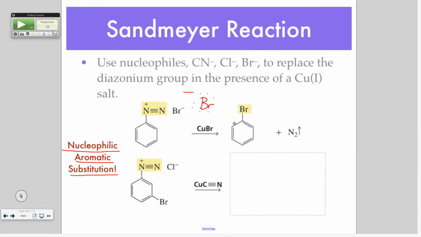We have substituted for the nitrogen, but the key is we used a nucleophile. So our negative charge is going to go to the carbon that has the nitrogen on it. But the nitrogen doesn't just leave. Those electrons are going to go to the carbon next to it, so you're going to get an anion.